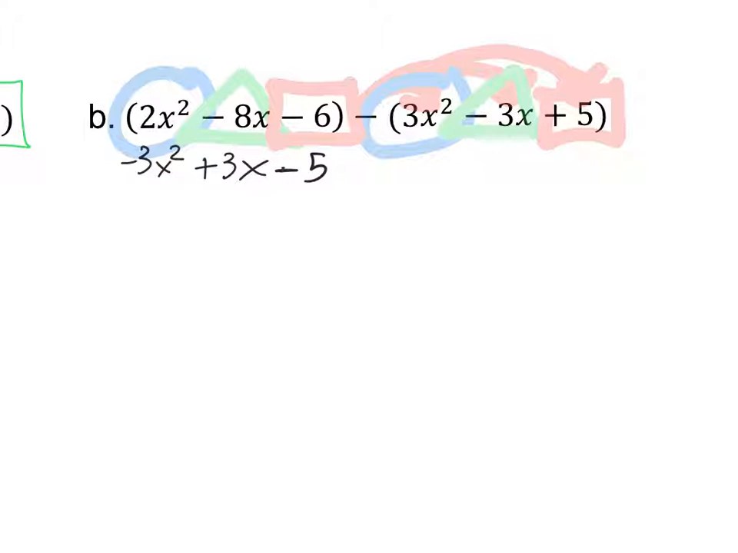And now that I've distributed the signs to each one, see how I changed them all? It was positive, negative, positive. Now it's negative, positive, negative. Now that I've distributed the signs, it's really just like adding.